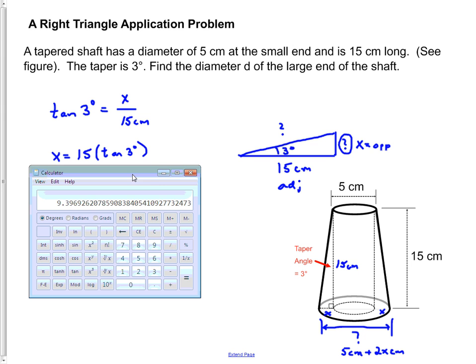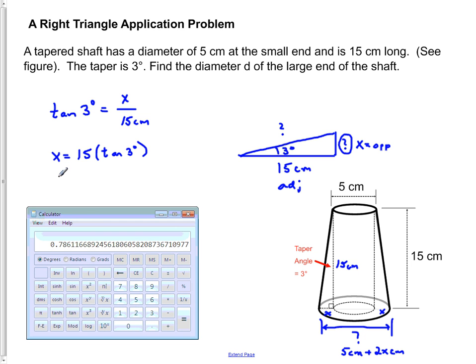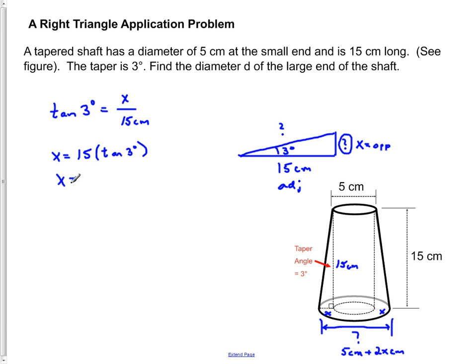I'm going to get my calculator out right here. And I'm going to take my 3-degree angle, take tangent of that. Then I'm going to multiply that result by 15. It was 15 here. We get 0.786. I'll go ahead and carry out an extra digit right here, even though I'm going to give this to the nearest hundredth. So x for us is going to be 0.786 centimeters, right?